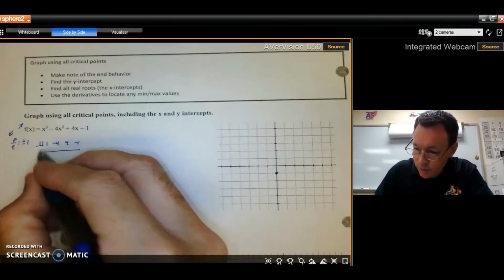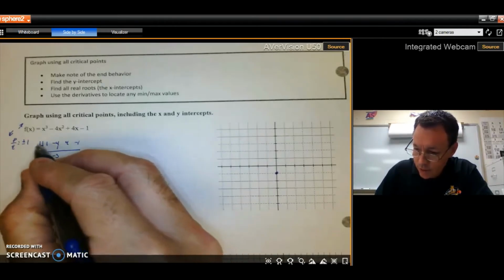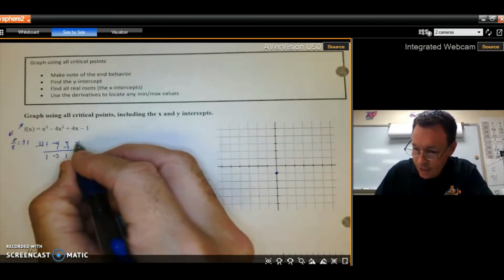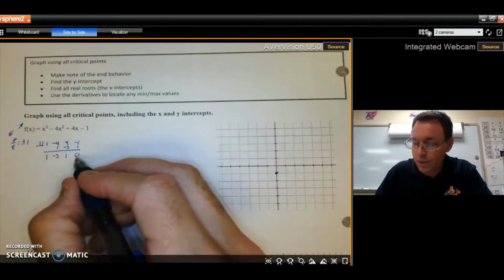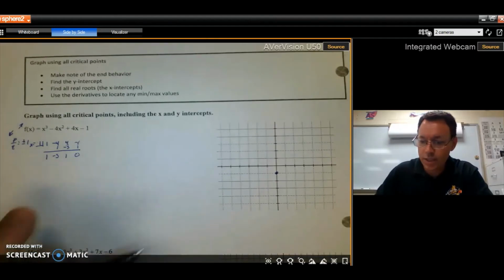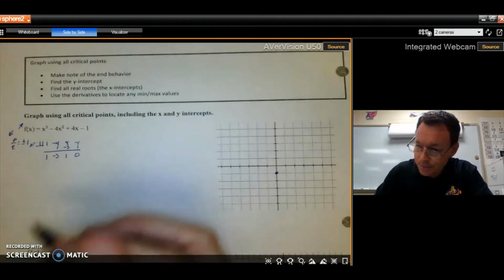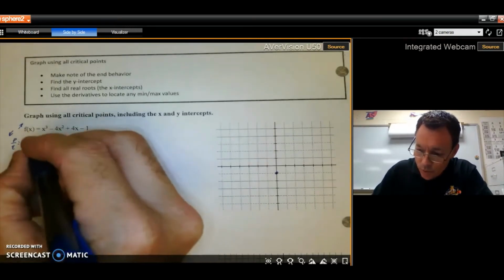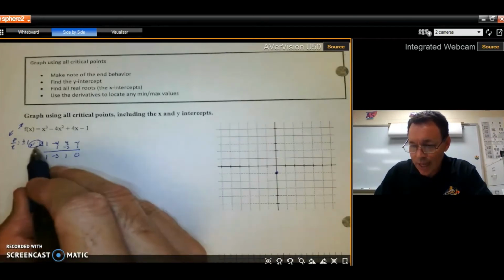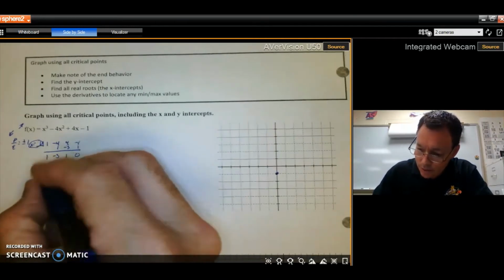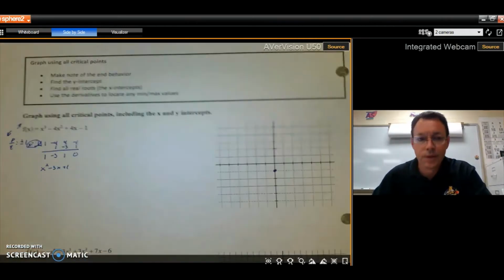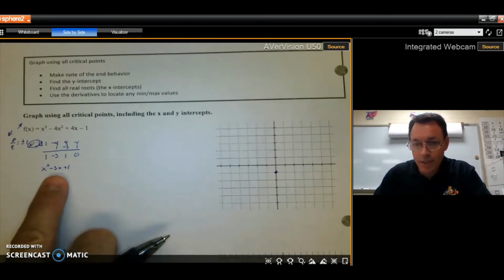So bring down my 1. 1 times 1 is 1. Negative 3. 1 times negative 3 is negative 3. Add them. 1. 1 times 1 is 1. And negative 1 and 1 is 0. So that worked. I have a remainder of 0. So this is one of my, remember, we're finding x-intercepts now. And I know that positive 1 is one of my x-intercepts. And I also know when you divide this polynomial by x minus 1, you get this, which is x squared minus 3x plus 1.